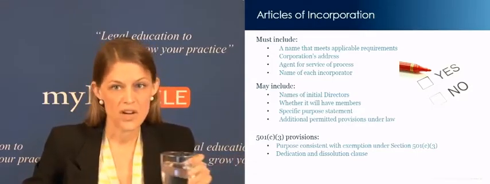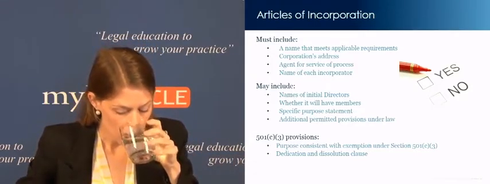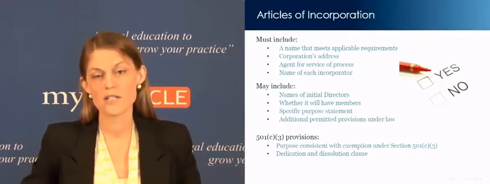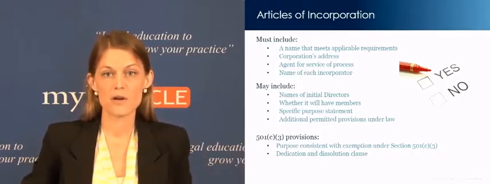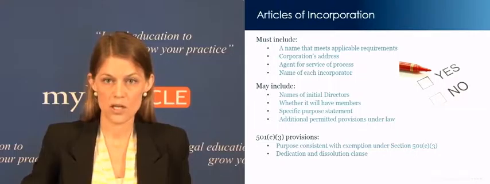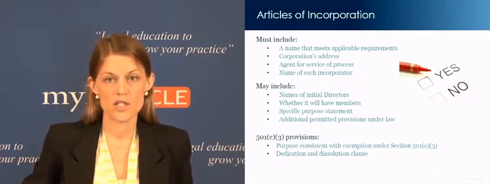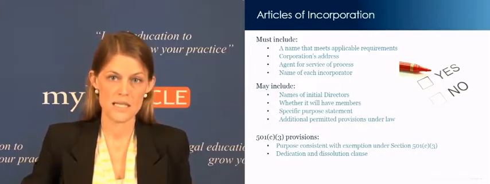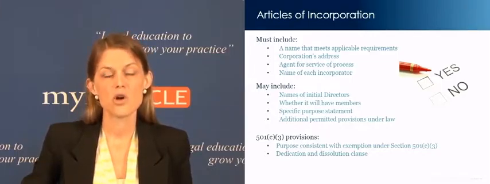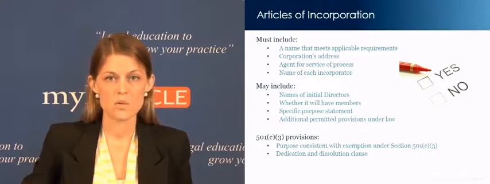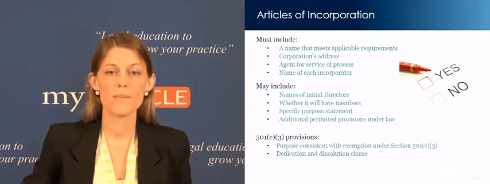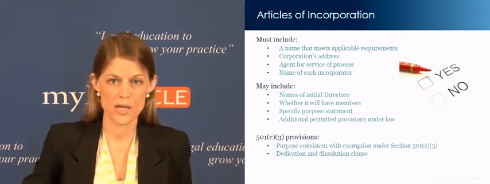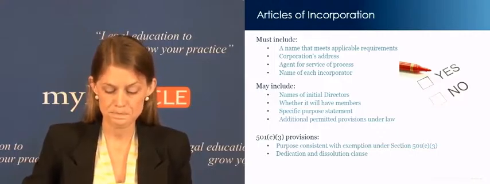Now, I mentioned that Section 501(c)(3) also requires some additional provisions to be included as a matter of federal law in the Articles of Incorporation. And it's important to be aware of these provisions because this is one of the main reasons that an application for exemption under Section 501(c)(3) gets hung up. And if these clauses aren't in the Articles of Incorporation, the IRS will require the organization to go back and amend its Articles of Incorporation before it will process its application for exemption.